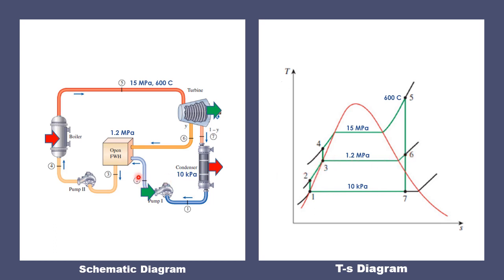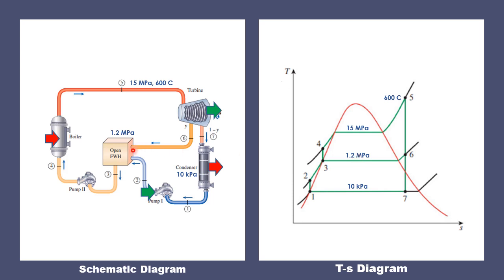So as you can see here in the schematic diagram, they are the points that are connected to the open feed water heater. From point 2, it will enter the open feed water heater, where it will mix with the steam that is extracted from the turbine, which is point 6. This point 6 is actually a hot steam, so it's superheated, as you can see here in the diagram. So point 6 will mix with point 2 at the open feed water heater, and the result will be a saturated liquid at point 3. That's why point 3 is a saturated liquid at the same pressure, which is 1.2 megapascal.